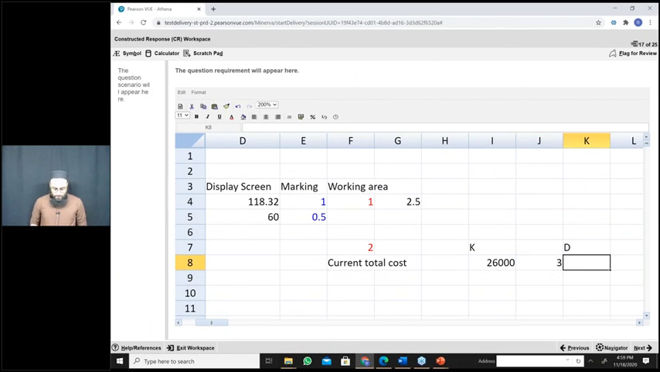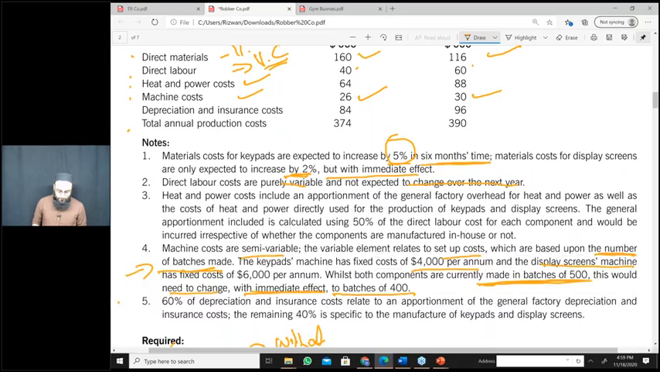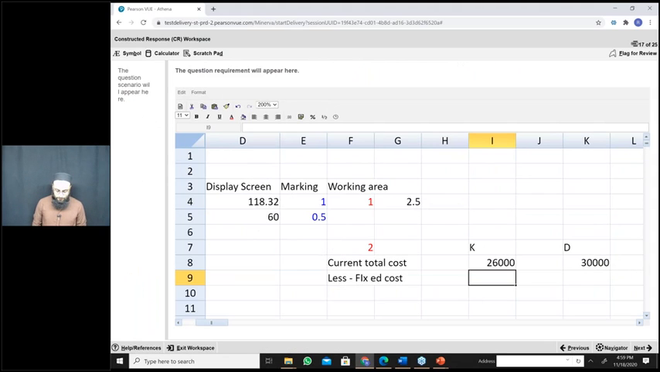Now, what do you think, my friends? For the calculation of variable cost, should we deduct the fixed cost from this one? Yes. So less fixed cost. So do we have a fixed cost here? Yeah, it's written 4,000 for keypads and 6,000 for display screen.